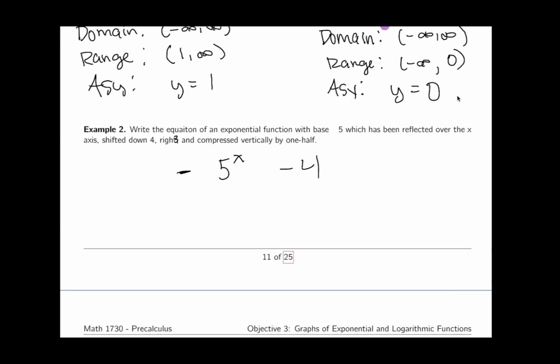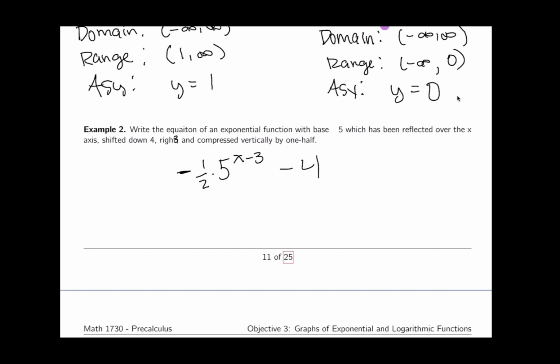Then, moving our graph right 3. Right 3 is where we're going to add or subtract something in here. And moving it right 3 is when we're going to subtract 3. I know I really want it to be add 3, but it's opposite. The last thing we need to think about is the vertical compression by a half, and a vertical stretch or compression happens with the number multiplying out in front of my exponential function. In this case, I'm going to put a 1/2 out in front there. And this is exactly how we would write the equation of the function being described here.